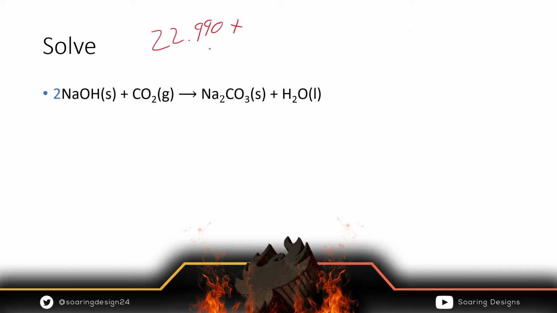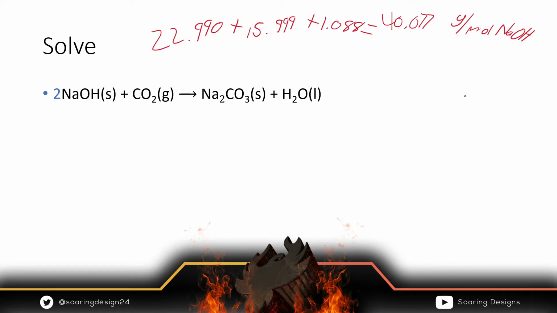And then we're going to add that with 15.999, which is the molecular weight of oxygen. And finally 1.008, which is the weight of hydrogen. We add those all together and we get 40.07 grams per molecule of sodium hydroxide.